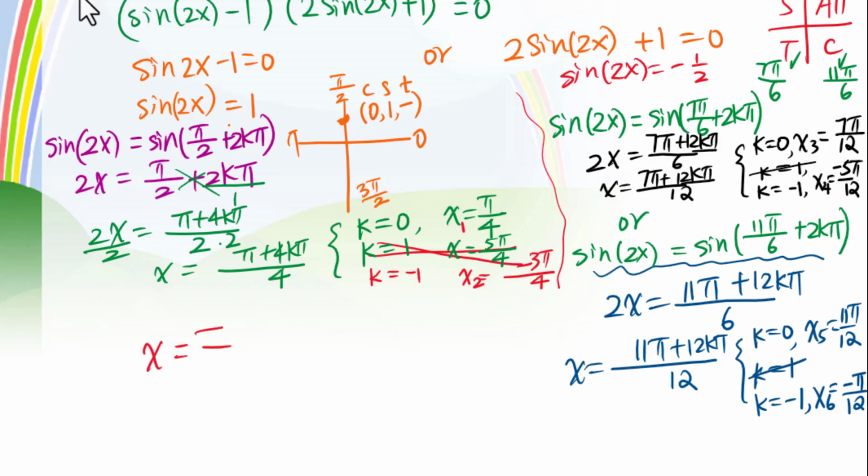x equals pi over 4, -3 pi over 4, 7 pi over 12, -5 pi over 12, 11 pi over 12, -pi over 12.